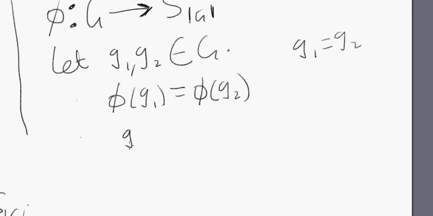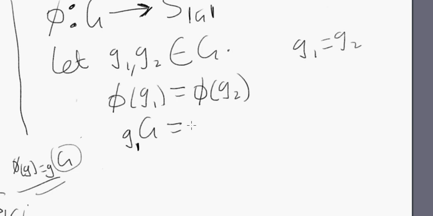Well, one way to do it is just check G1. What's phi of G1? That's G1G, by definition of what phi is. Remember we said that phi of G equals big G, the permutation that G induces on the group G. And phi of G2 is just G2G. We know that. And remember, we already proved that if G1G equals G2G, then G1 equals G2.